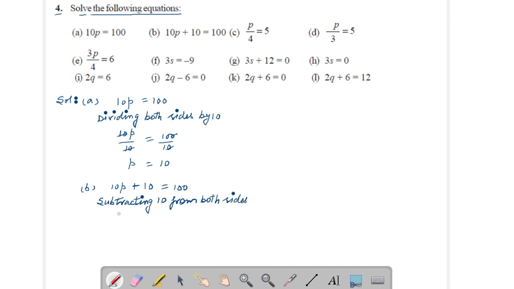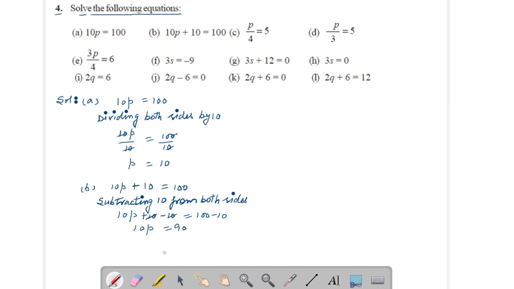What will you get? 10p plus 10 minus 10 equal to 100 minus 10. Here 10 will be cancelled by 10. What is left? 10p equal to 100 minus 10. It is 90.